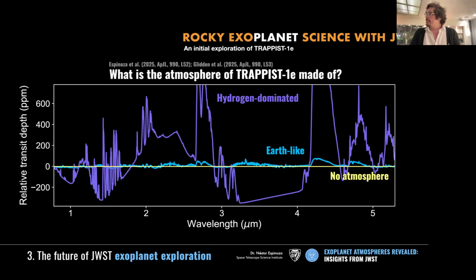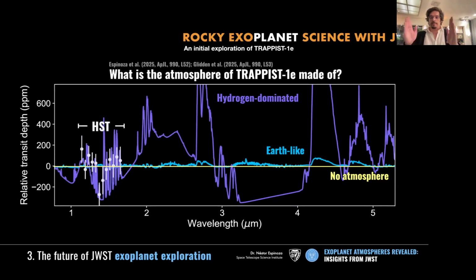Now, this was observed back in 2015 with Hubble. And Hubble has a very narrow wavelength range, so you can only observe a certain amount of colors. It's very precise though. The fact that Hubble could actually measure this transit event is huge. But really with Hubble, we were not able to tell apart the Earth-like atmosphere from the hydrogen-dominated atmospheres. It was really hard for us to conclude anything with this data.